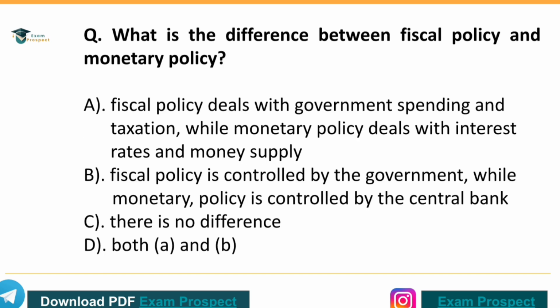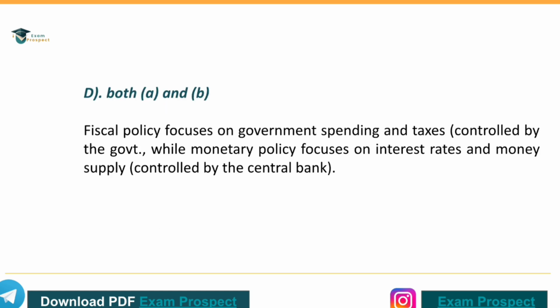Next question. What is the difference between fiscal policy and monetary policy? Correct answer is option D. Both option A and B are correct. Here, fiscal policy focuses on government spending and taxes controlled by the government, while monetary policy focuses on interest rates and money supply controlled by the central bank. However, both policies work together to achieve economic goals like growth, price stability, and full employment.